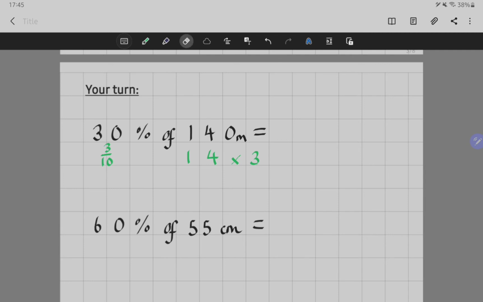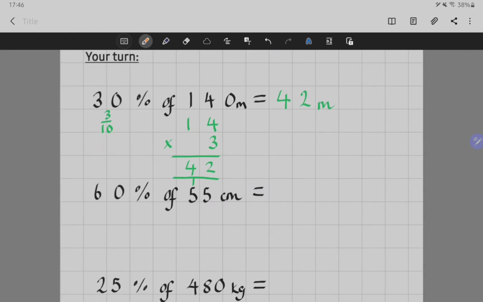Okay, now it might be that you think I can do that mentally, great, or you might prefer to do that in a column. 4 times 3 is 12, 1 times 3 is 3, plus 1 is 4. So my answer was 42. 42 what? 42 meters. Well done. Let's look at the second one.